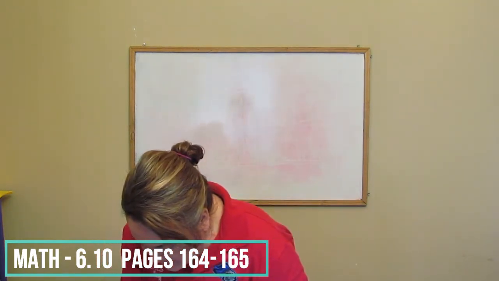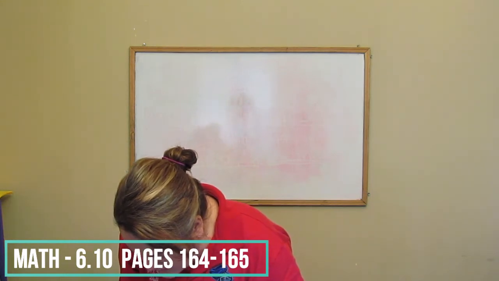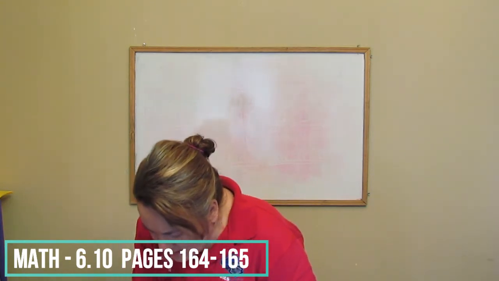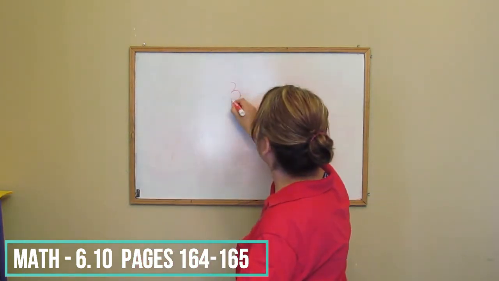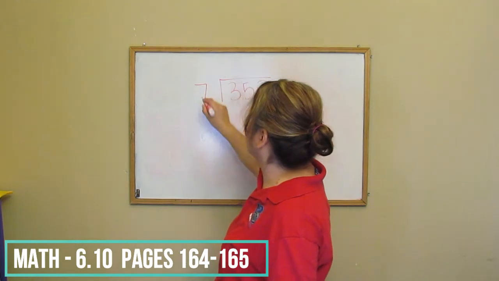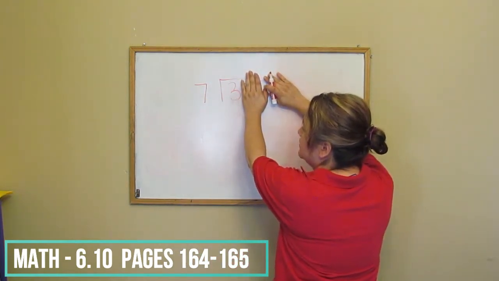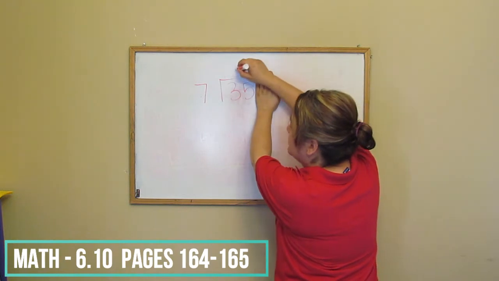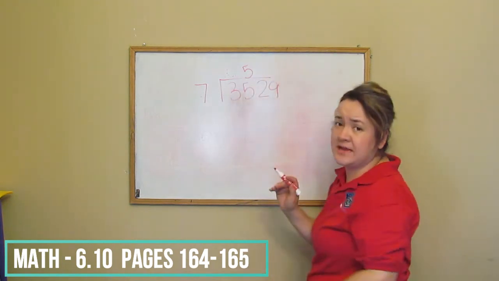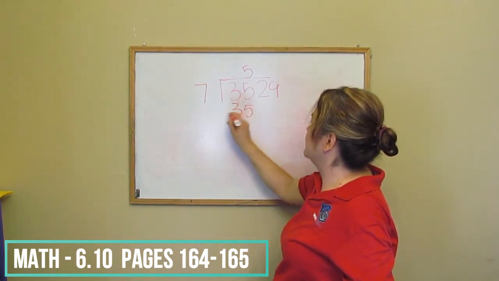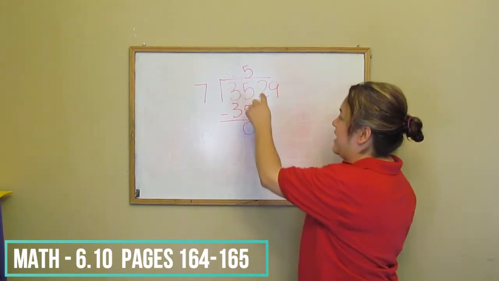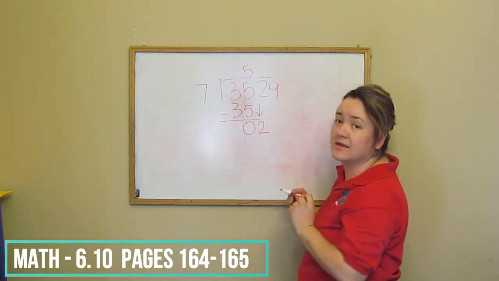I'm going to take the example from the book on page 164, and I'm going to take it down to the bottom of 164, 3,529, and I'm dividing by 7. Okay, so 7 doesn't go into 3, but it does go into 35, and so 7 goes into 35 5 times. 5 times 7 is, of course, 35, and 35 minus 35 is just 0, and then I bring down my 2.